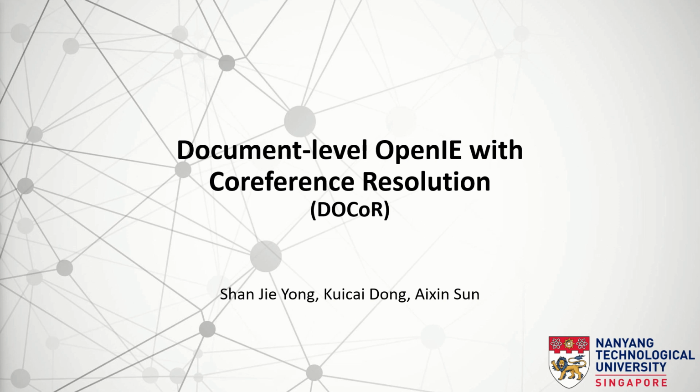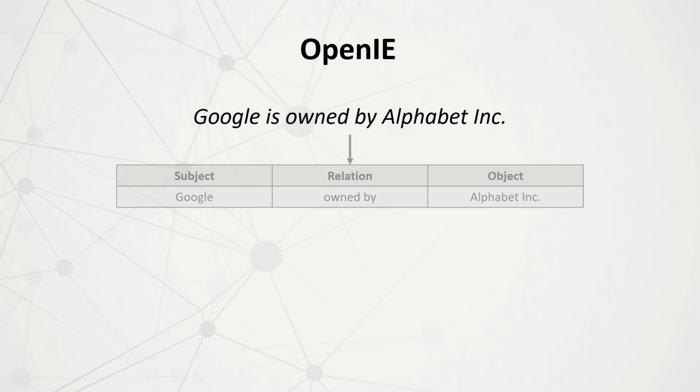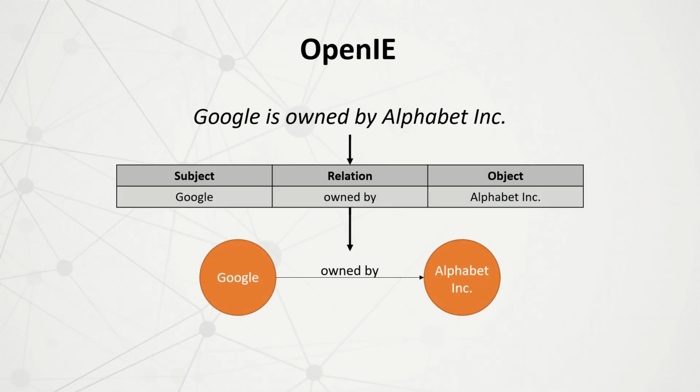Hello, I'm Shangjie. This video presents our work on document-level OpenIE with coreference resolution, or DOCOR in short. First and foremost, Open Information Extraction, or OpenIE in short, is a class of tools that extract relational tuples from plain text. Each relational tuple is typically made up of subject, relation, and object.